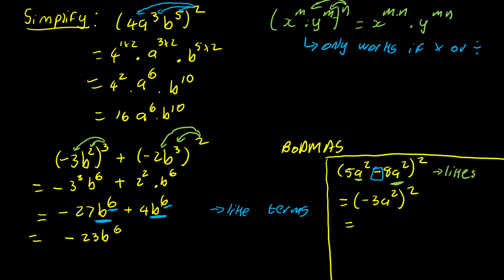Now again, what I like to do is solve my signs first. This to the power of 2 means I'm going to have two negatives, and a negative times a negative gives me a positive. Then I'm going to take this exponent and multiply it with all of the exponents inside of the bracket. So it becomes 3 to the power of 2, because 2 times 1 gives me 2, and then a to the power of 2 times 2, which is 4. I can then simplify this 3 to the power of 2 to become 9, and then we have a to the power of 4.